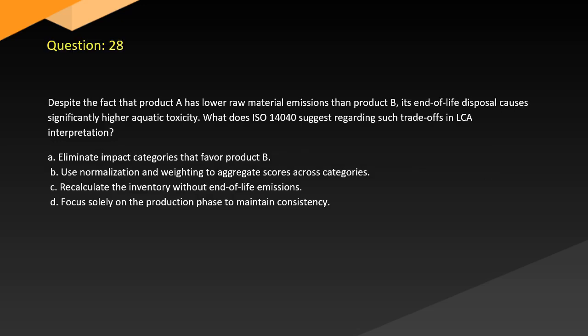Question 28. Despite the fact that product A has lower raw material emissions than product B, its end-of-life disposal causes significantly higher aquatic toxicity. What does ISO 14040 suggest regarding such trade-offs in LCA interpretation? A. Eliminate impact categories that favor product B. B. Use normalization and weighting to aggregate scores across categories. C. Recalculate the inventory without end-of-life emissions. D. Focus solely on the production phase to maintain consistency.